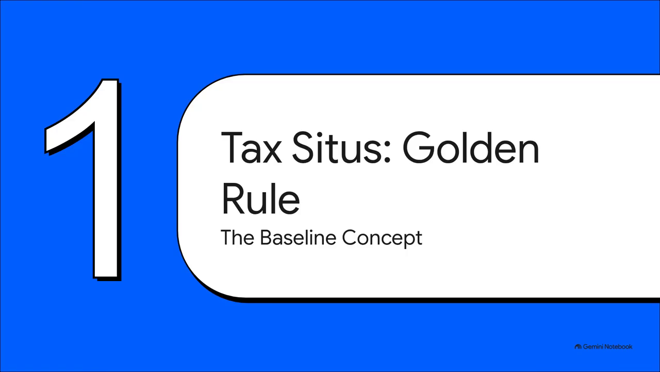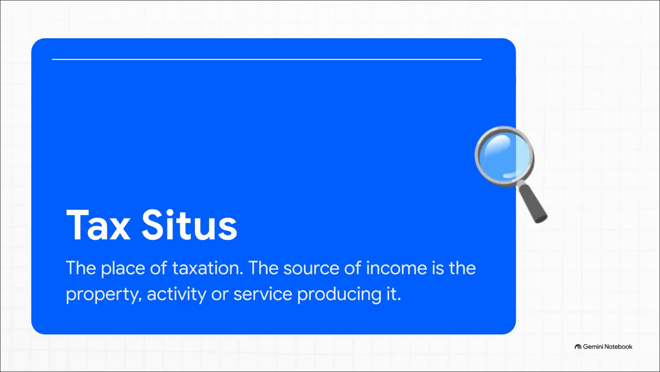All right, starting us off with Section 1, tax situs, the golden rule. Tax situs is, at its core, simply the place of taxation. The source of an income is defined by the specific property, activity, or service that actually produces the economic benefit. I want you to think of situs as your ultimate anchor. It's the jurisdiction that holds the right to tax based entirely on where that economic benefit actually went down. Basically, if the magic happened in the Philippines, the Philippines has the right to tax it.